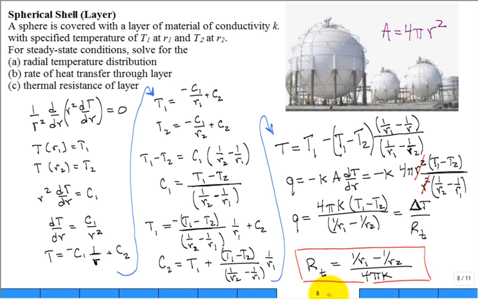Same pattern, Professor. I understand there's a lot of hot pipes needing insulation. That last formula looks very good. I don't think there's a lot of spheres that need insulation.